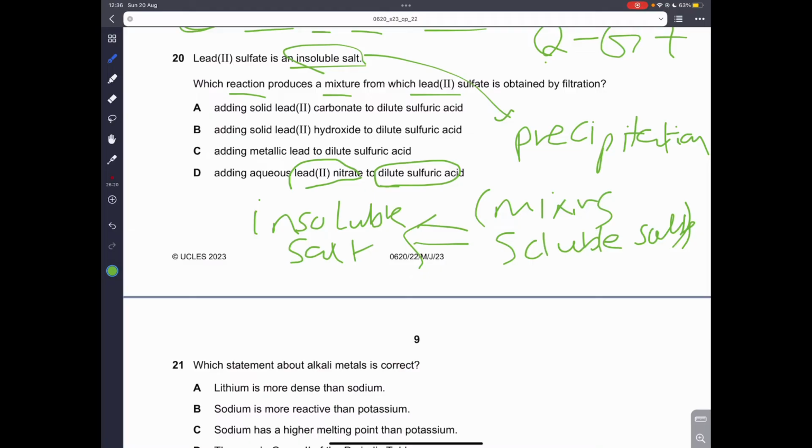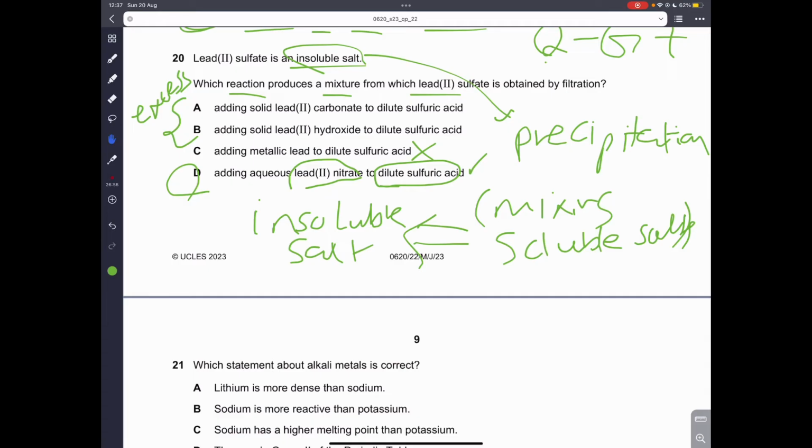The reason why lead carbonate and dilute sulfuric acid does not work is because you have to add an excess of them. You cannot just add solid, you have to add an excess amount of lead-2 carbonate and lead-2 hydroxide. Adding lead to sulfuric acid does not work because lead is really unreactive. So it does not react with the H plus of the sulfuric acid. So C is not an option, and therefore D is the only correct option left.